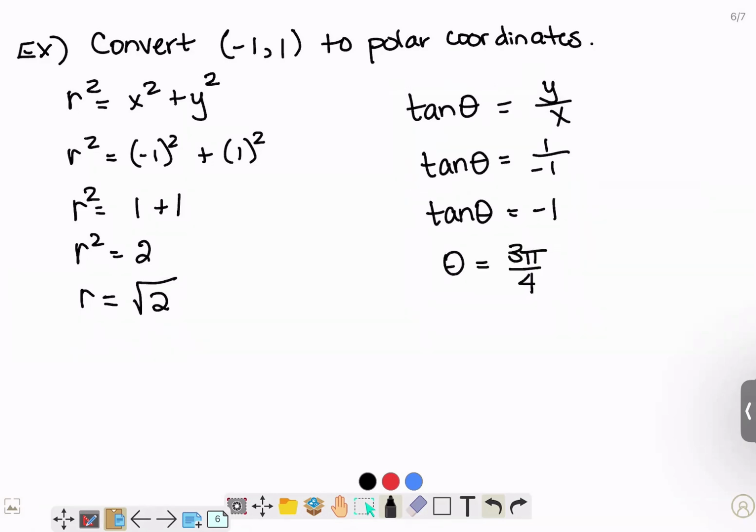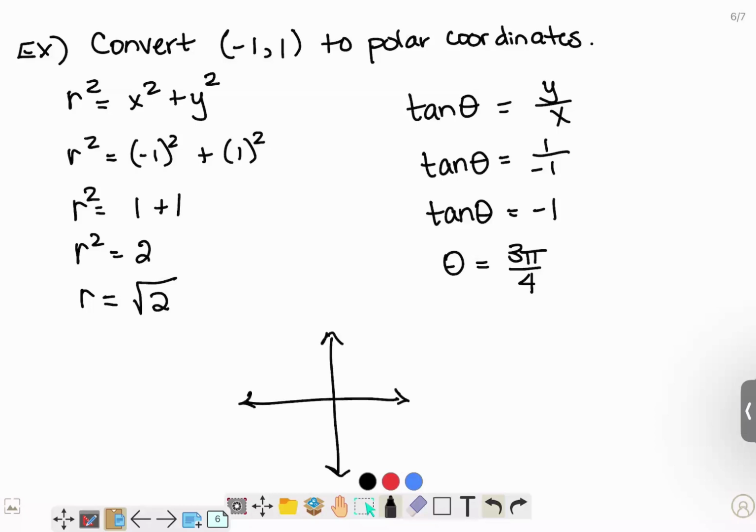So this is only one angle in polar coordinates that corresponds to the point (-1, 1). Because I took the square root, really I should be saying plus or minus. r could be negative. And also there are other angles that give me a tangent value of -1.